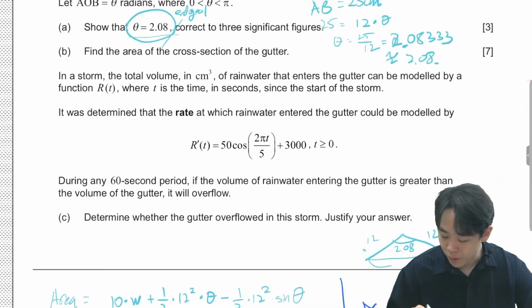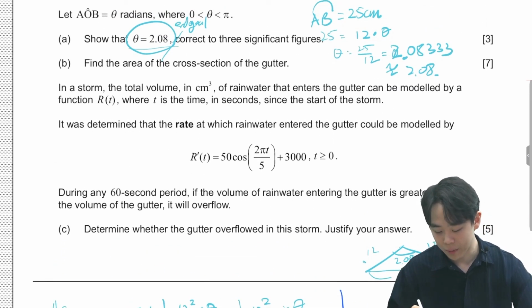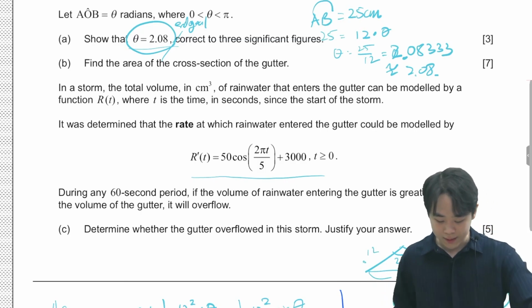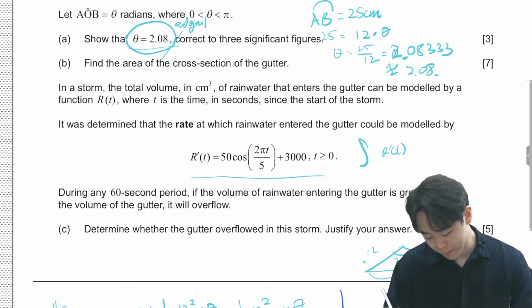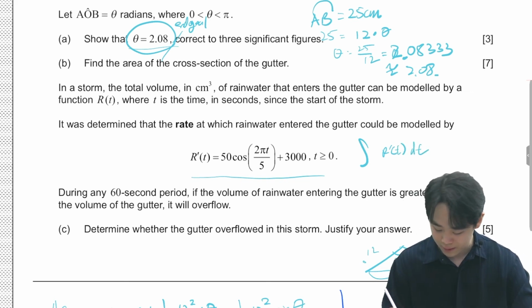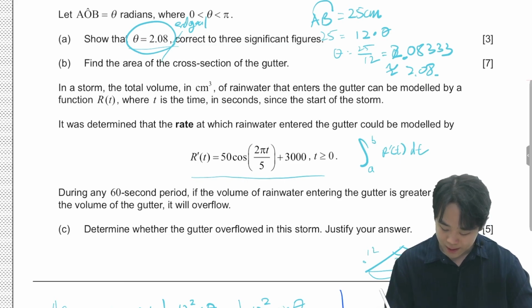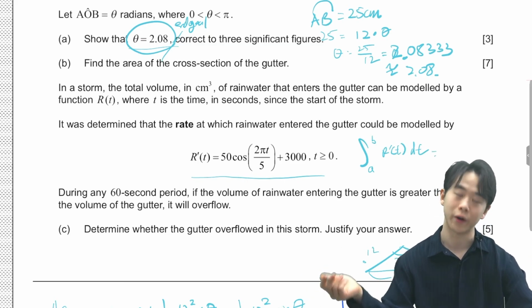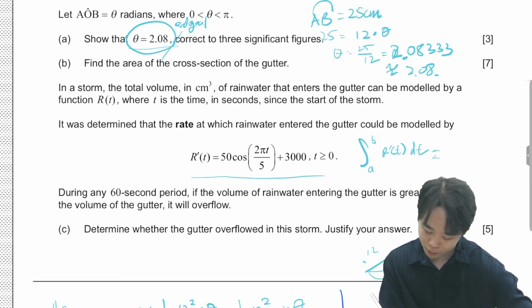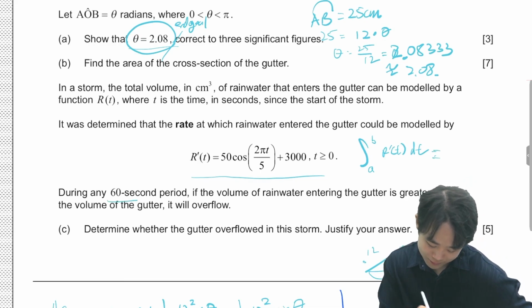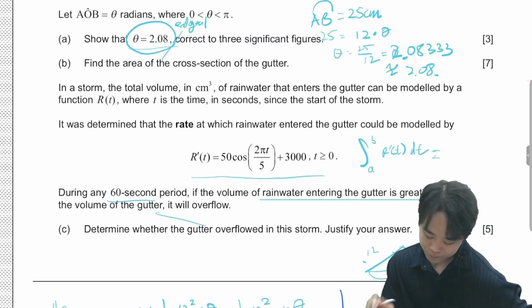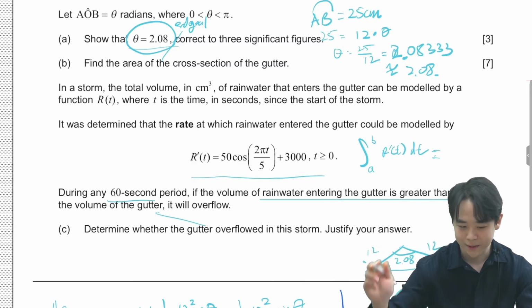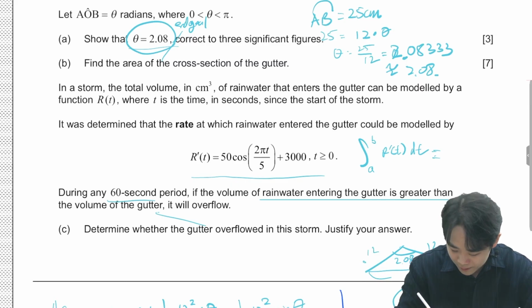Next, the rate at which rainwater enters the gutter is modeled by this. So R prime t is that. So if you were to integrate R prime t with respect to time, and if you put in the starting time and finishing time, that would give the total amount of water that came in. And we have a 60-second period, okay? And if the volume of rainwater entering the gutter is greater than that, it will overflow. Okay, so we're basically going to test if the water that came in is greater, right?